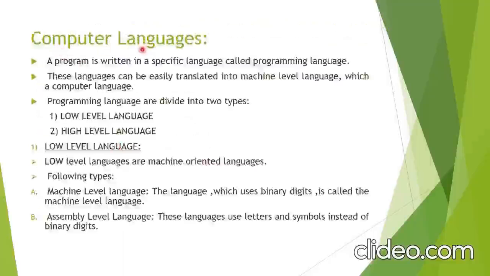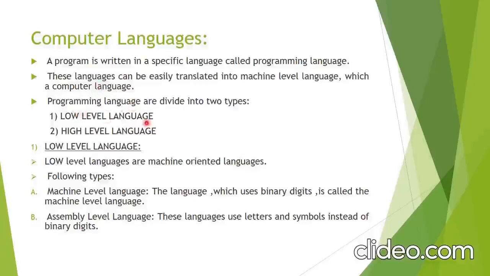So first is computer language. A program is written in a specific language called a programming language. In a computer, a program is written in a specific language that is known as a programming language. Now this language can be easily translated into the machine level language, which is computer language. So we write a program in a programming language, and it will be converted into the computer language, because the computer will understand only 0 and 1, that is binary language. Now there are two types of programming language.